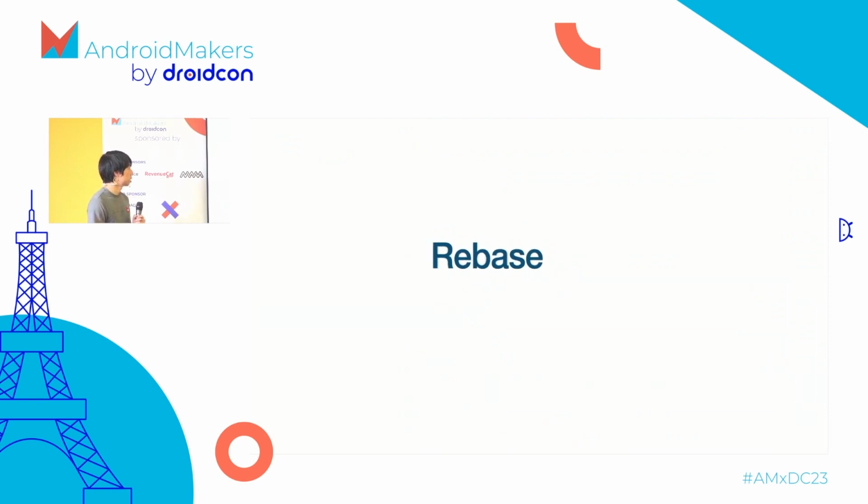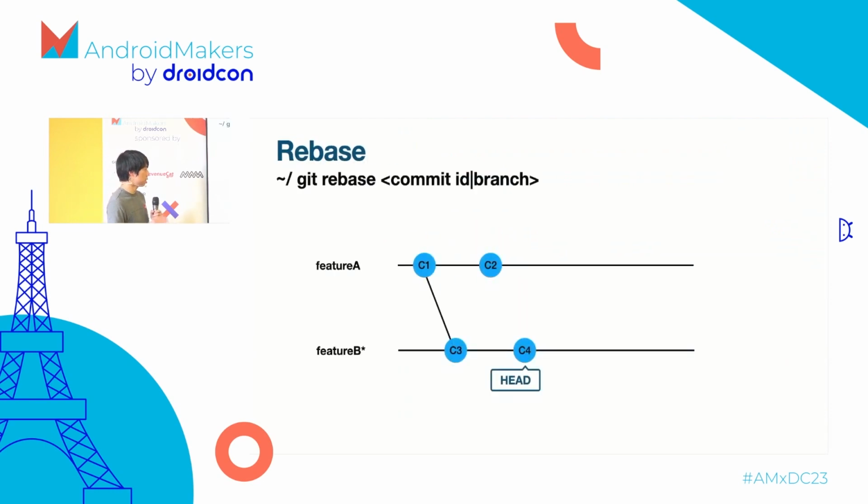How is the rebase? It's slightly different. Suppose that you have a commit 4 here, just to make clear the difference. So let's do the git rebase with the feature A. The name rebase means new base. So the feature A will be the new base. So let's think the feature A is the new base. C1, C2 is the new base. Now we're going to take the B, put it on the top of the feature A. That's the new base. Okay.